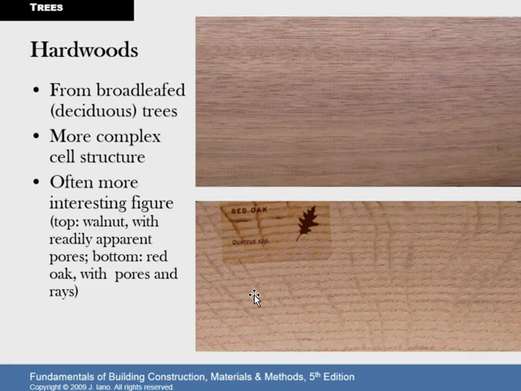And hardwoods, so these are a little more pronounced now. The broadleaf deciduous trees, more complex cell structure, so a more interesting figure. So at the top we're looking at walnut, and the bottom red oak, and these are the pores moving in this direction, and here are the rays coming out in that direction. So again, if you're looking for a more expressive finished wood, you would look at hardwoods.